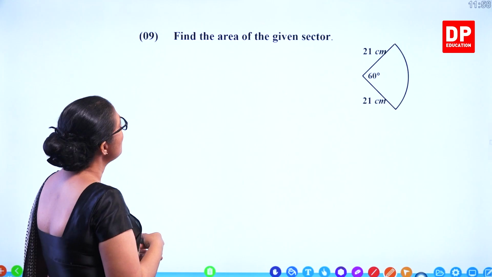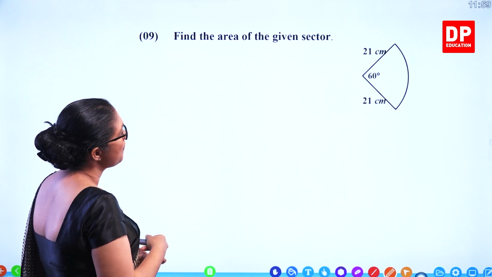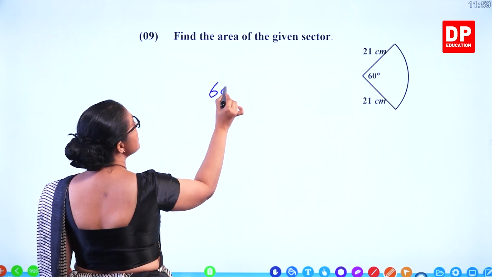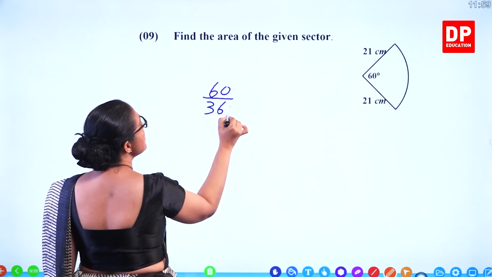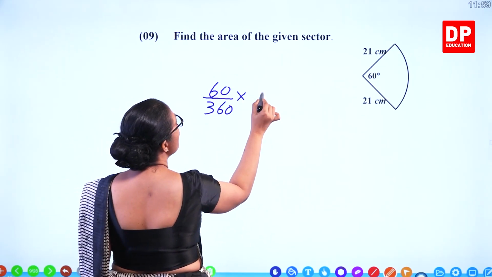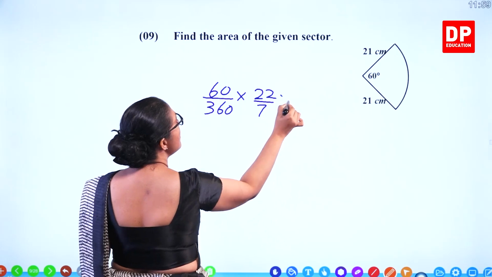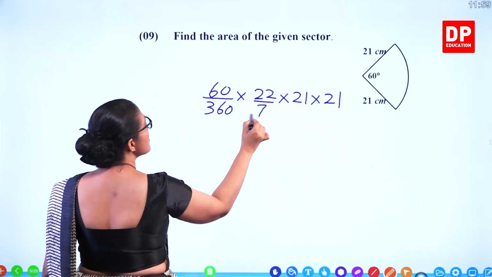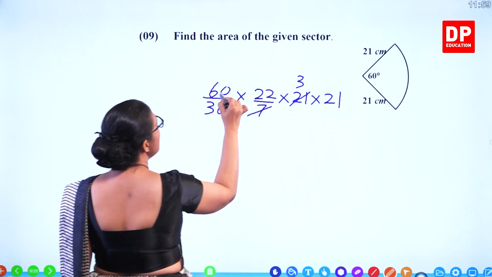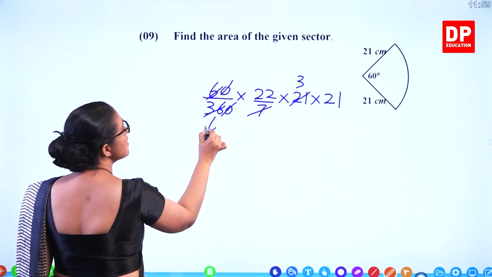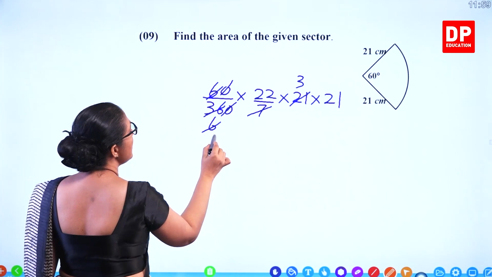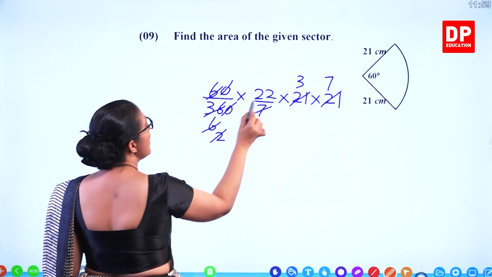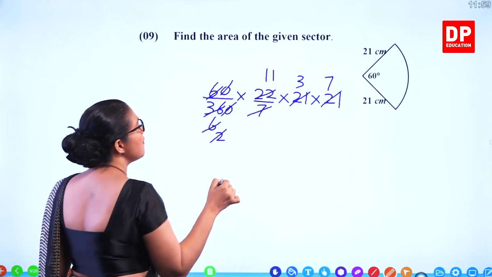Question number 9. Find the area of the given sector. Area. So the angle is 60 divided by 360 into pi r squared. Pi is 22 over 7. R is 21. 7 times 3. Here you get 6. 3 times 2. 3 times 7. 2 and 22 you get 11.